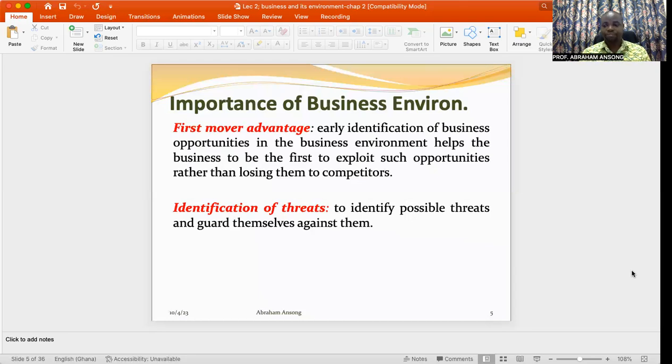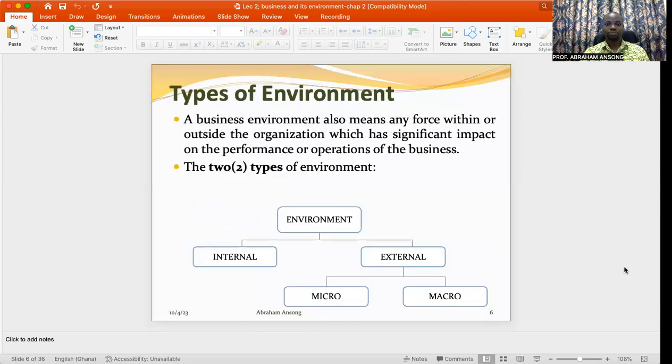So the external environment normally will let you know whether there are some opportunities coming up or some threats that you have to be mindful of. So a proper understanding of the business helps you to know these two things. What are the opportunities that I can ride on in order to expand and grow my business? And what are the threats that I have to be cautious of in order to ensure that my business will not collapse? So an understanding of the business environment will help you to position yourself very well.